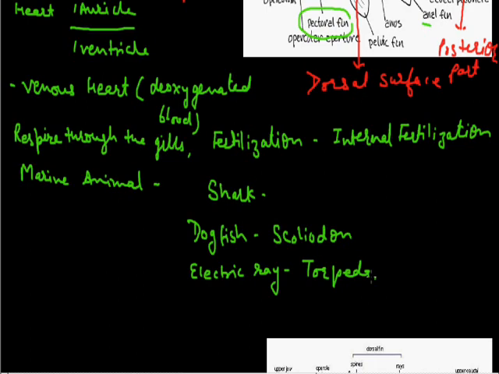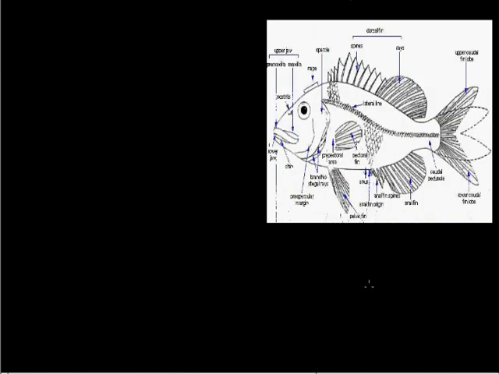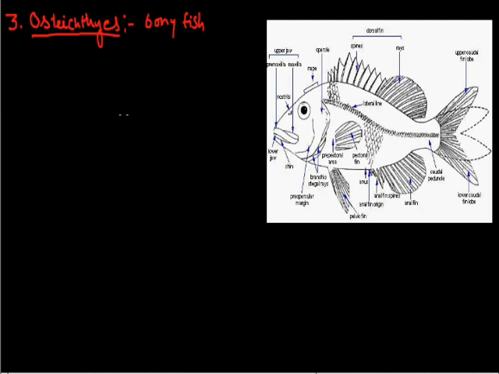Now the next class we discuss here is the bonefishes, or Osteichthyes, class third. These fishes are known as bonefishes, which means their endoskeleton is made up of bones. They have a bony endoskeleton. Obviously, these fishes are aquatic, present in marine water as well as fresh water.